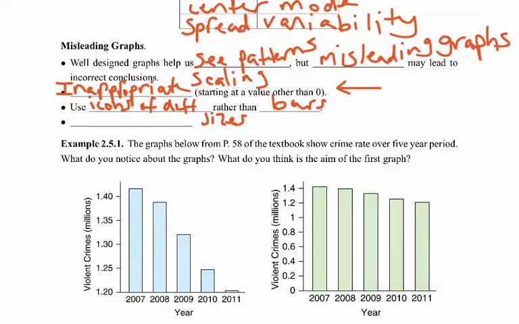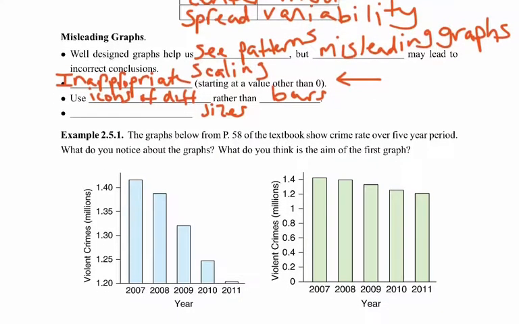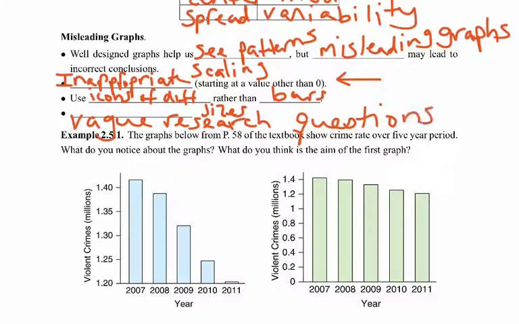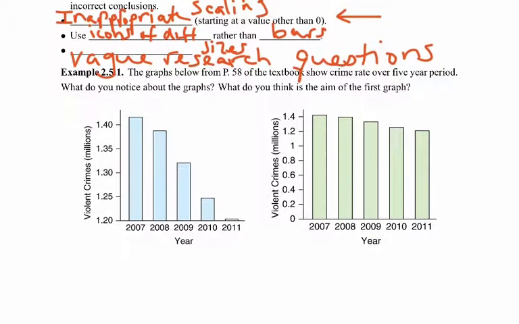Another thing to be on the lookout for, it's not necessarily a graphing issue, but be aware of vague research questions. So questions that are arbitrary or questions that could be a little bit subjective or maybe aren't clear, those kind of things you want to be on the lookout for as well. So let's look at an example here.